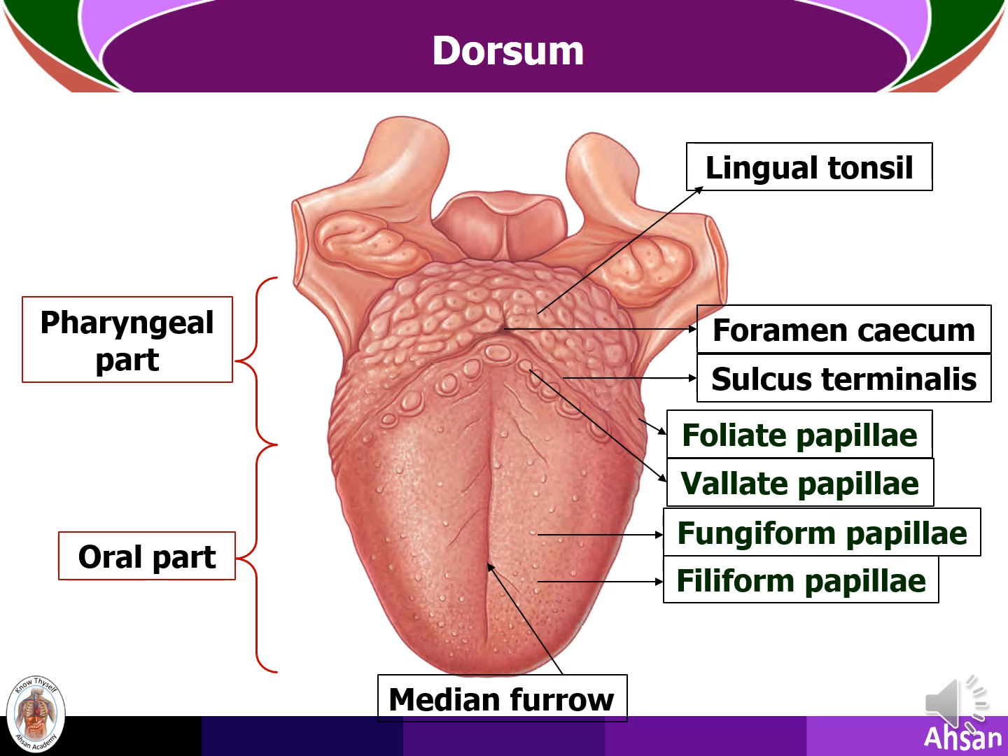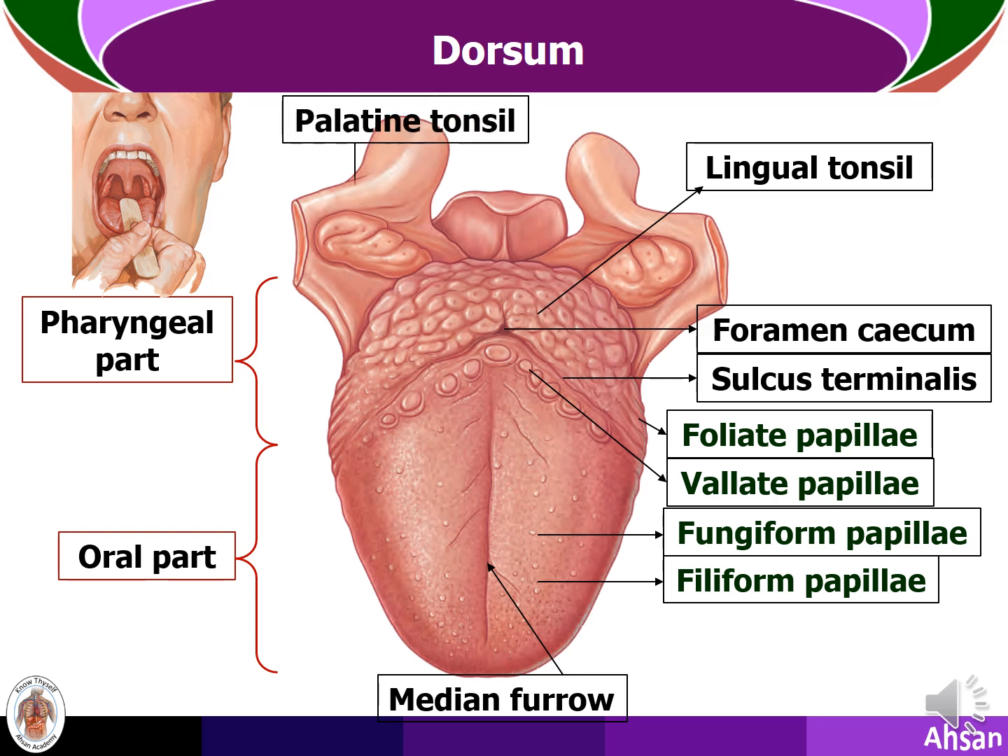On the dorsum of the tongue, there are small swellings indicating the presence of the lingual tonsil under that. This is the position of the palatine tonsil. This is in the tonsillar fossa, in between the two folds, palatoglossal and palatopharyngeal folds of mucosa.